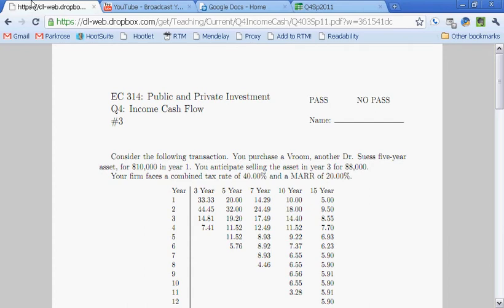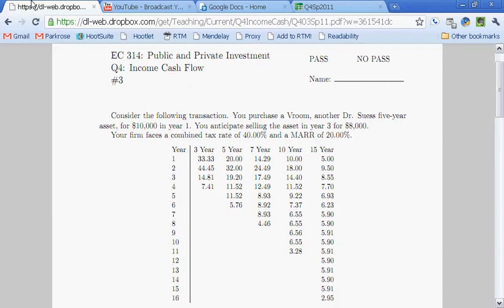Hi, I wanted to make a quick explainer for essential question number 4, version 3 in spring of 2011. This one is intended to be the simple purchase and sale of an asset with a gains tax. So what I said is that you're going to get a vroom, which is like some kind of Dr. Seuss thing. It's going to cost you $10,000 in year 1. You anticipate selling the asset in year 3 for 8.